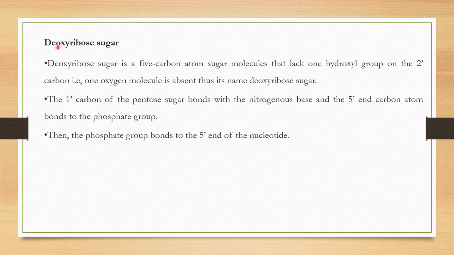Apart from the nitrogenous bases, DNA is made up of a deoxyribose sugar. The deoxyribose sugar lacks a hydroxyl group on the 2' carbon, hence its name deoxyribose sugar. The 1' carbon of the pentose sugar bonds with the nitrogenous base and the 5' carbon bonds to the phosphate group. Then the phosphate group bonds to the 5' end of the nucleotide.